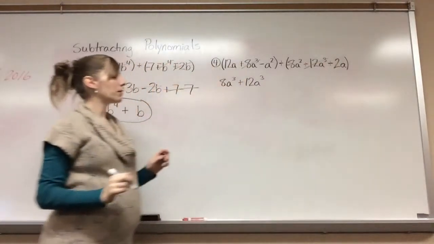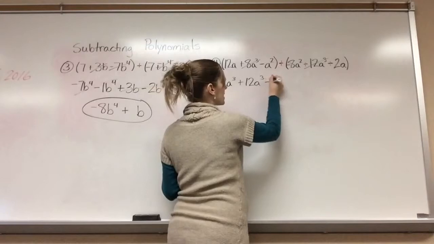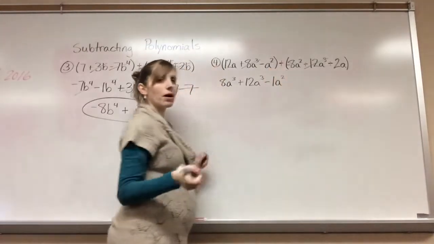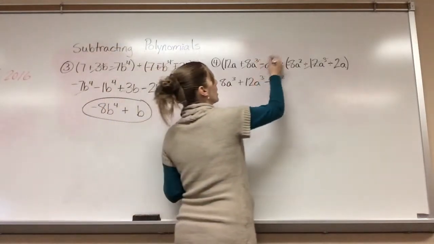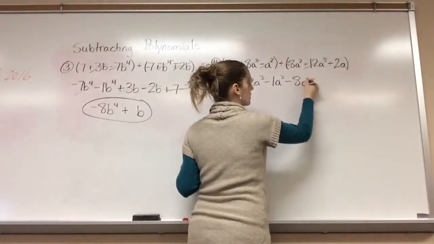After that, exponents of 2. I do have exponents of 2. I have this minus a to the 2nd. I'm going to write the 1 in. Remember, there is a 1 there. They don't write it, but I'm going to put it in so I don't forget. I also have a minus 8a to the 2nd, so I'll bring that down as well.